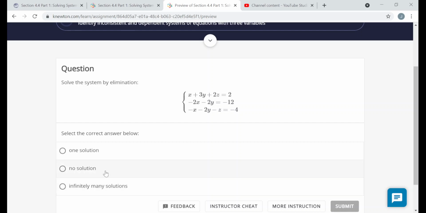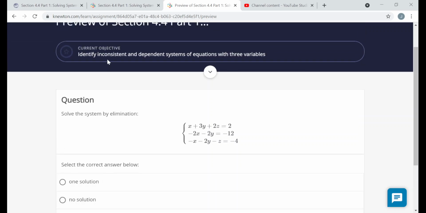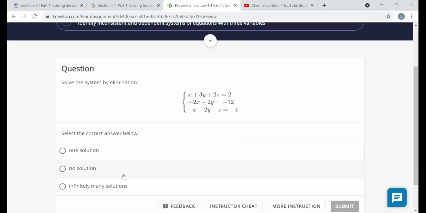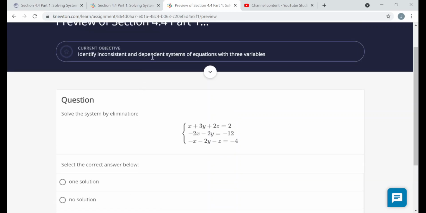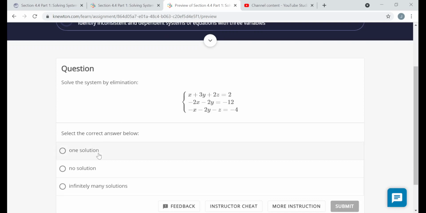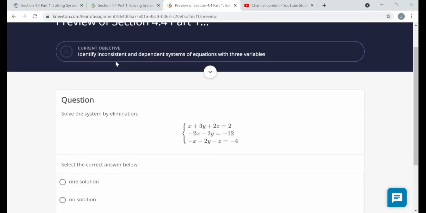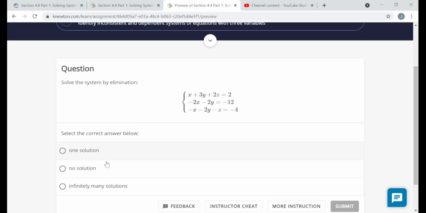Now, a system with no solution, that is an inconsistent system. And a system with infinitely many solutions is a dependent system. Right? A system with one solution would be called a consistent and independent system. But again, that's not important. So let's see what happens. All right, let's go through and try solving this by that elimination method I talked about in the previous example.